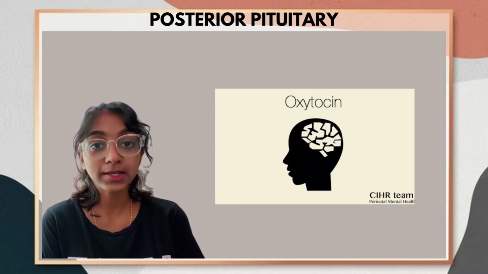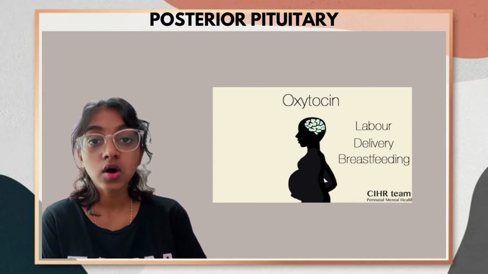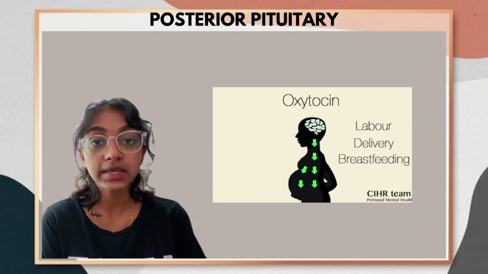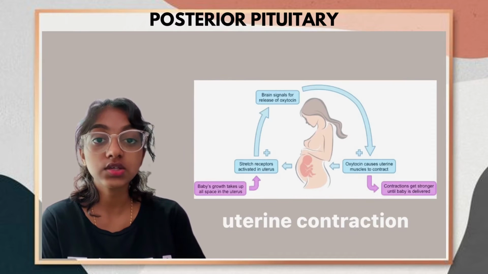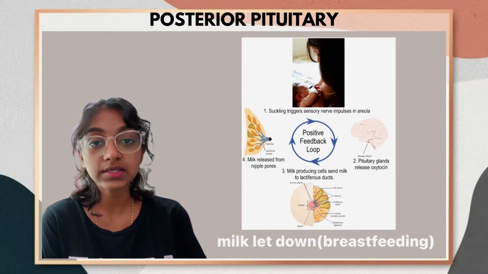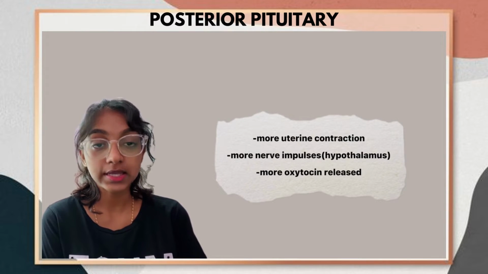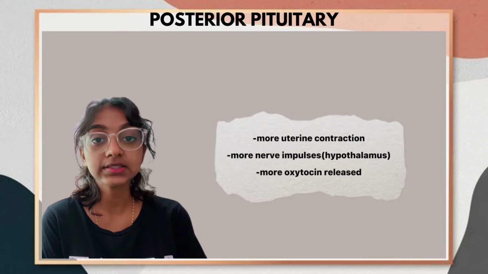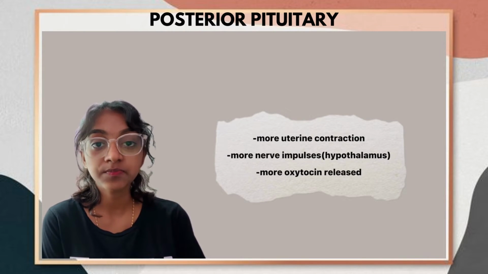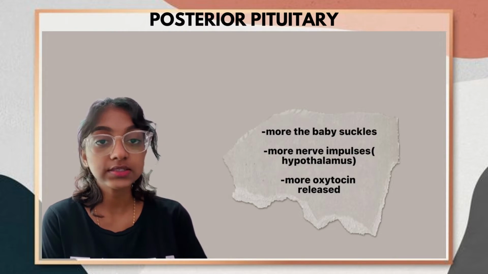Oxytocin is a hormone that is released in response to the activation of sensory nerves during labor and breastfeeding. Oxytocin is the other hormone made in the hypothalamus, causing uterine contraction during childbirth and milk letdown when a baby is nursing. The more the uterus contracts during labor, the more nerve impulses reach the hypothalamus, causing oxytocin to be released. Similarly, the more a baby suckles, the more oxytocin is released.